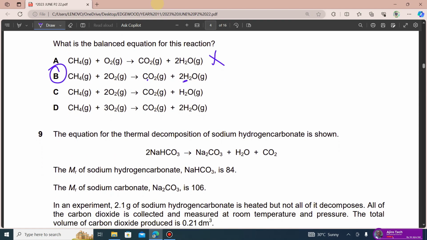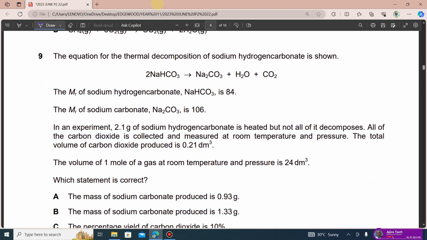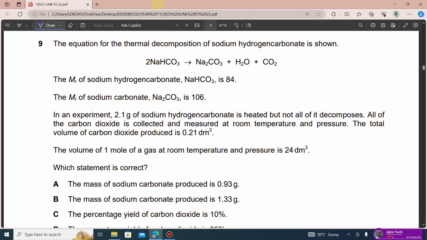I'll go to question 9. The equation for the thermal decomposition of sodium hydrogen carbonate is shown. Okay, this is the equation of the reaction. Now the relative molecular mass of sodium hydrogen carbonate is given as 84, and the mass of sodium carbonate is 106. Now in an experiment, 2.1 gram of sodium hydrogen carbonate is heated, but not all of it decomposes. All of the carbon dioxide is collected and measured at room temperature and pressure. The total volume of carbon dioxide produced is this.